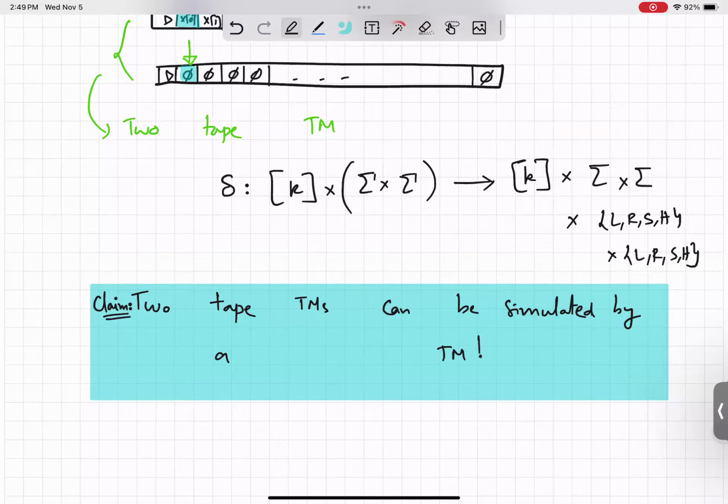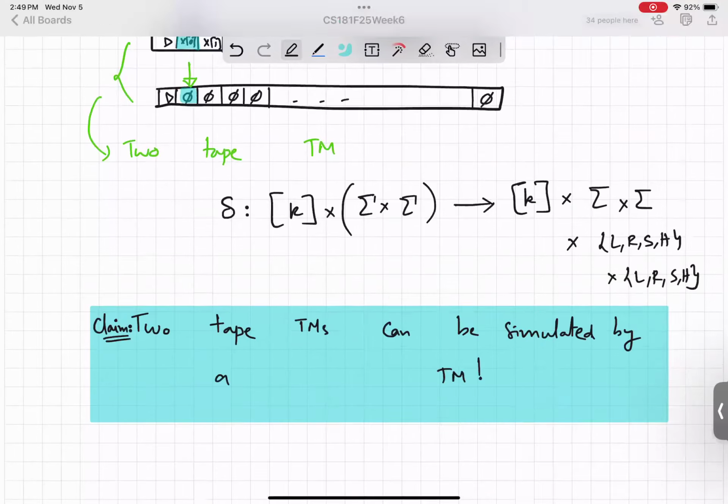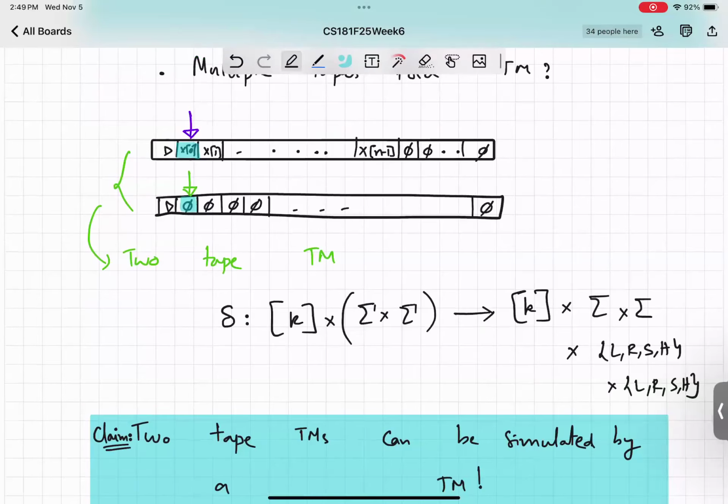How to do this? It is tricky. I define a new computational model, but I'm saying it has the same power as the old computational model. It's a little bit like what we did for DFS and NFS. We defined a seemingly more powerful model, NFS, but it turned out that they had the same computing power as DFS. Now I have two-tape Turing machines. It turns out they have the same power as one-tape Turing machines.